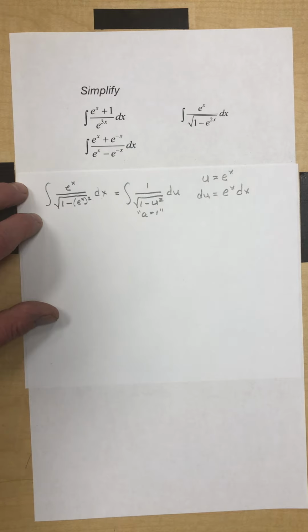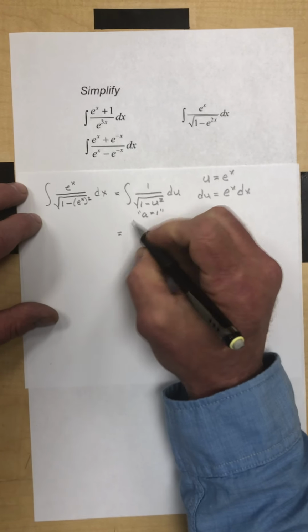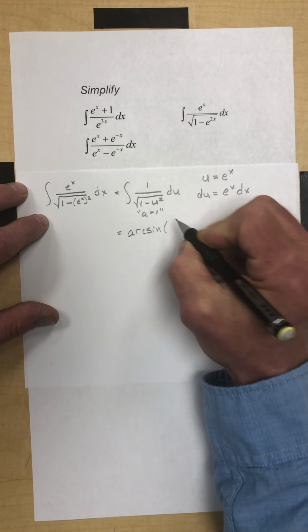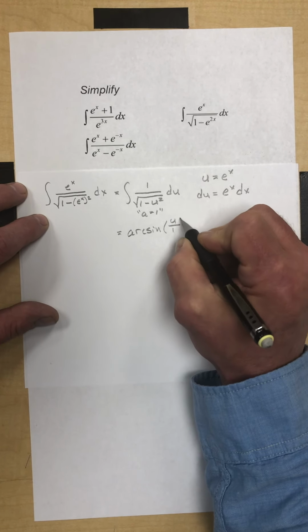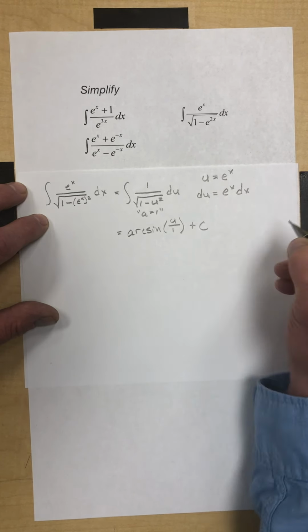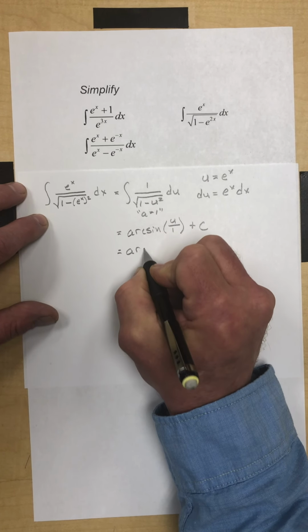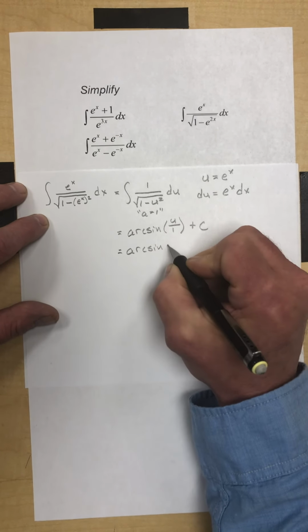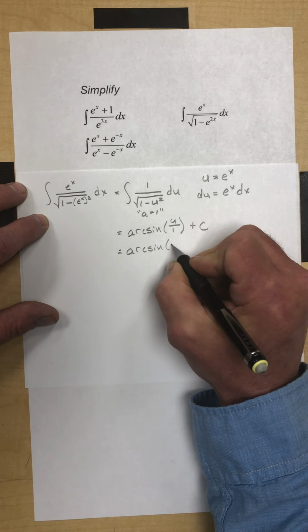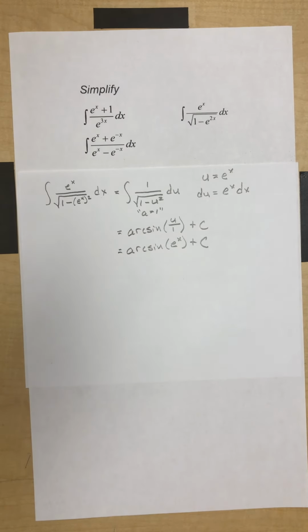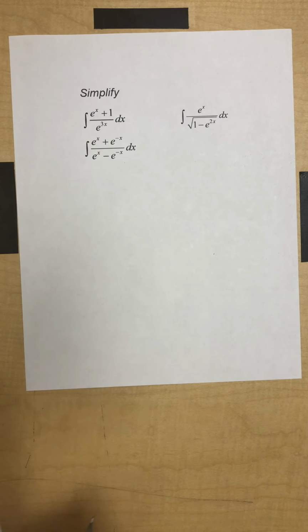So I'm going to get the arc sine of u over a, which is 1, plus c. Going back and substituting, I get the arc sine of e to the x over 1, which is e to the x, plus c. And we're in good shape. I like that one. All right, that takes care of those. Let's see what else we got going on here.